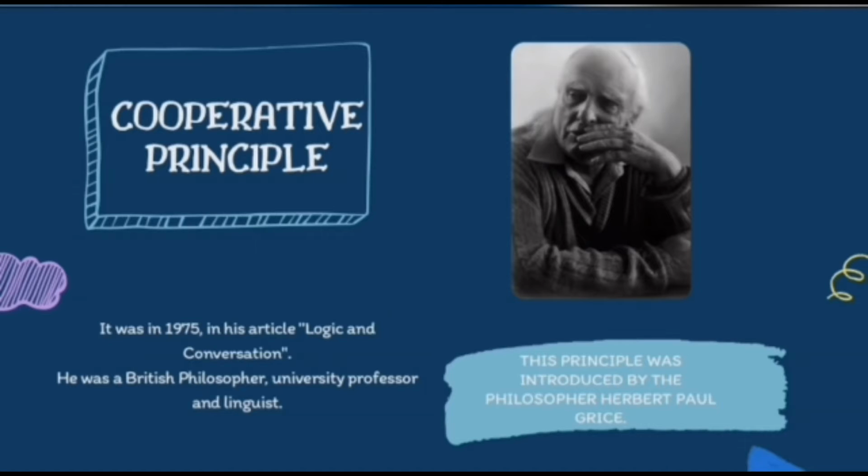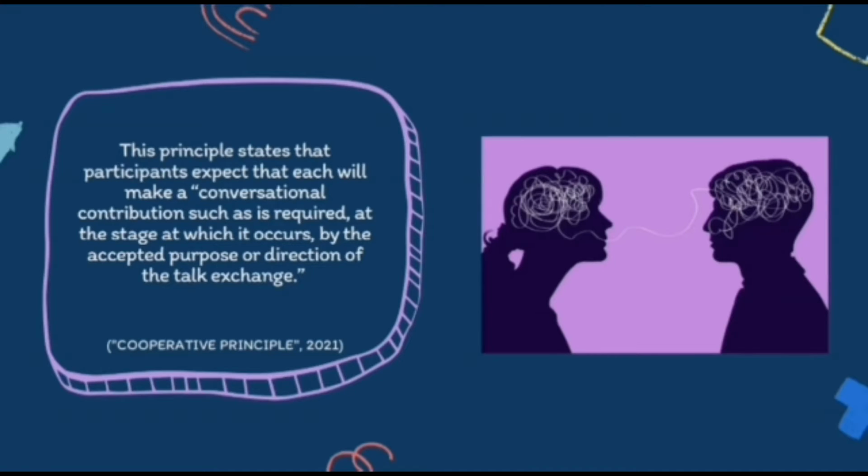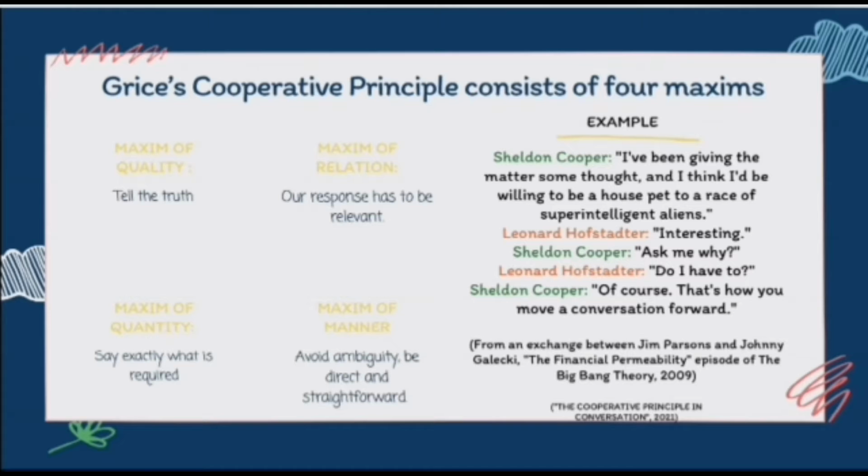And the last one is the cooperative principle, and this one was introduced by the philosopher Herbert Paul Grice. What this principle states is that participants expect that each will make a conversational contribution as it is required at the stage at which it occurs by the accepted purpose or direction of the talk exchange. Now, Grice's cooperative principle consists of 4 maxims.